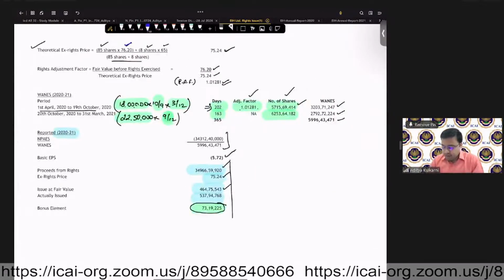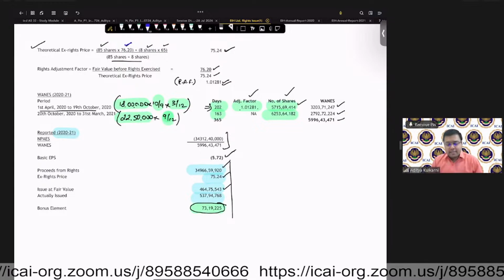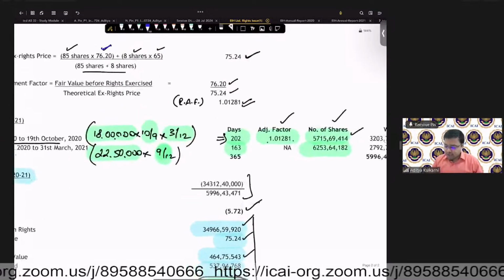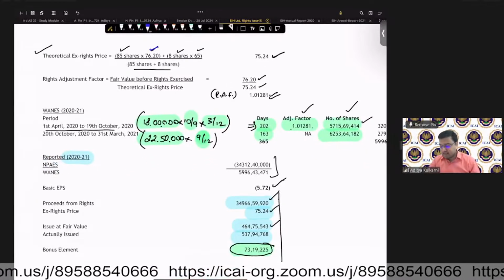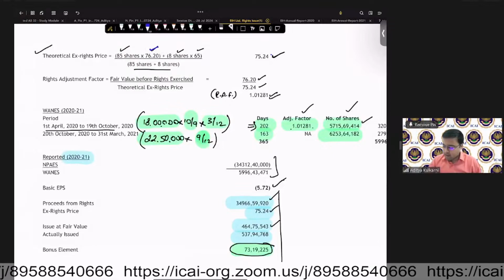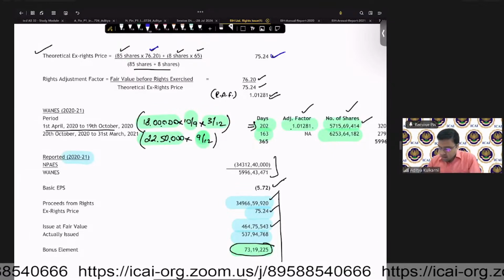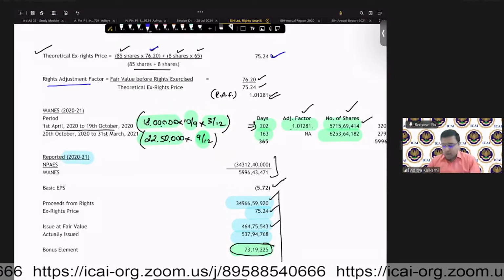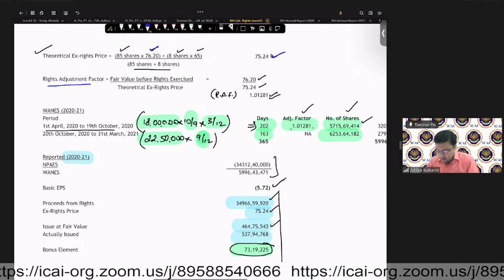So 85 into 76.2 against each share of it, against 85 shares, how many right shares am I issuing? I am issuing 8 shares, at what price? At 65. So what will be my X rights price? It will be 75.24. So your rights adjustment factor is 1.01281.